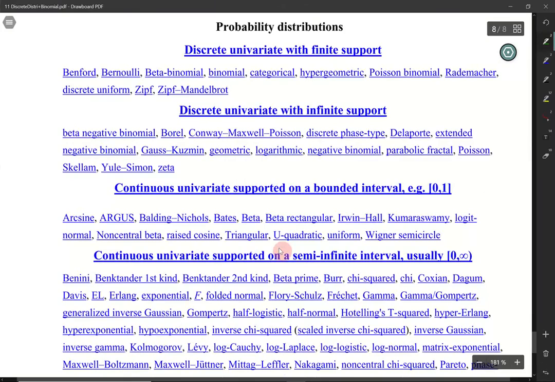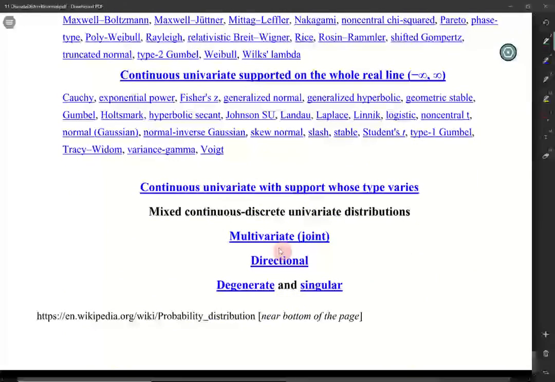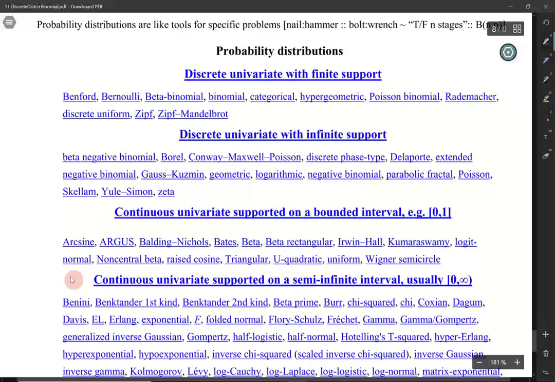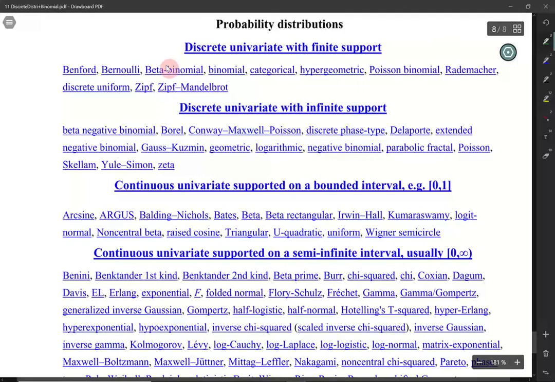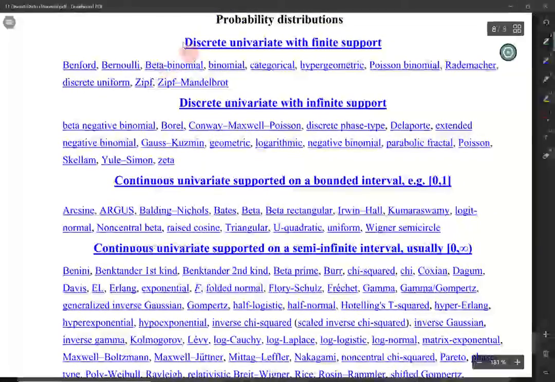So the very last page of this set shows a page from Wikipedia. This is a whole article they have on probability distribution. Near the bottom of that web page, you might see something like this. This is a partial list of the possible probability distributions. We are looking at a discrete univariate with finite support. So this is our friend that we've just been looking at, the binomial.